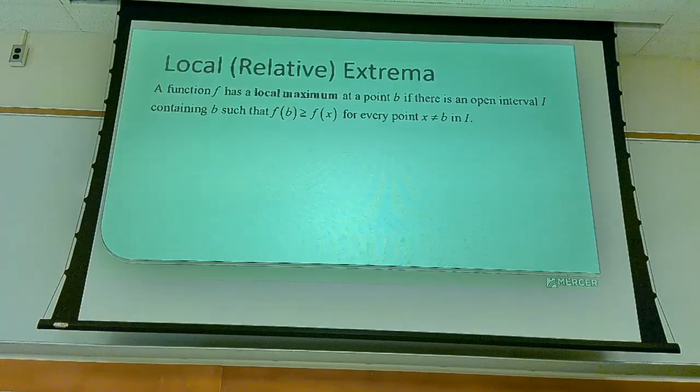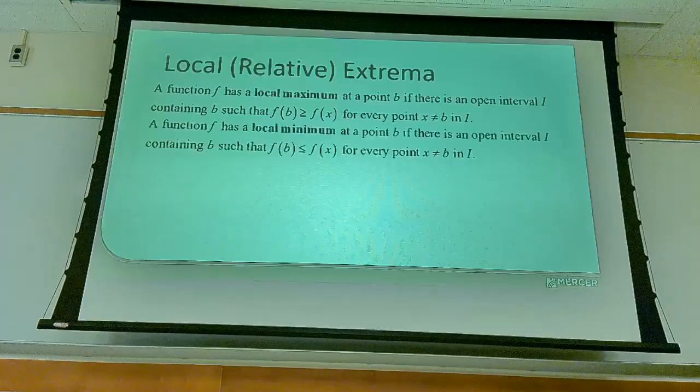And again, local minimum is defined identically with one change. It's now f of b is less than or equal to f of x. And the interpretation is, if you can find an open interval where it is the smallest value in that interval, then it's a local min. And again, no matter how small that interval is.